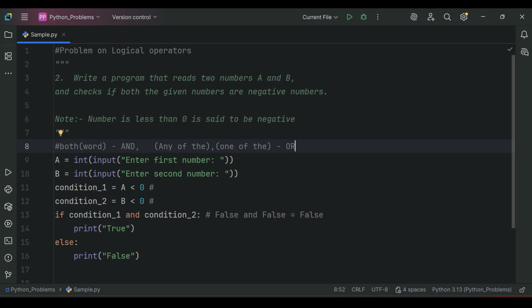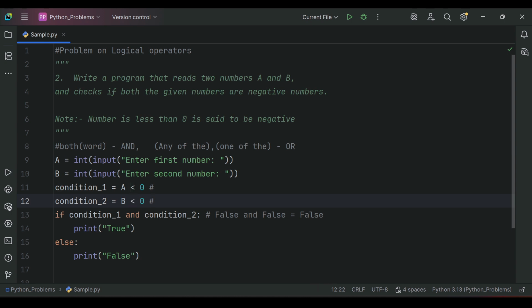The process of your problem: first, what input we have to take. The second point is what conditions he is asking. The third point is what is the expected output. We have to check these 3 points for every problem. Now here a is equal to one number and b is equal to another number. A number is said to be negative means the number is always less than 0. That's why condition 1 is a is less than 0 and condition 2 is b is less than 0.